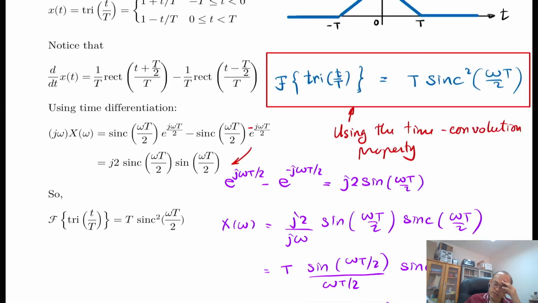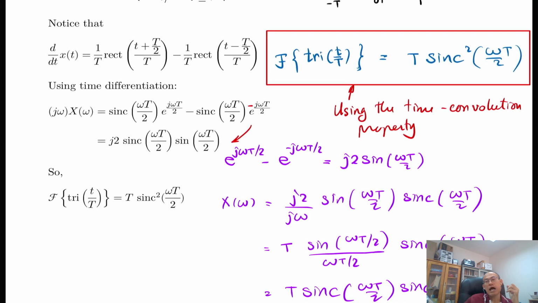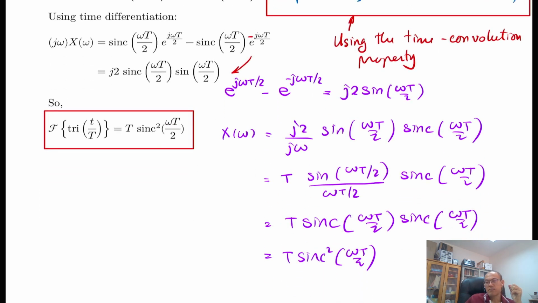And the result you see exactly matches the one that we had from the previous lecture. So these two different approaches give us the same result. Either we use the time convolution property to find this Fourier transform, or we use the differentiation property to find this Fourier transform. Either method will give us the same result. All right.